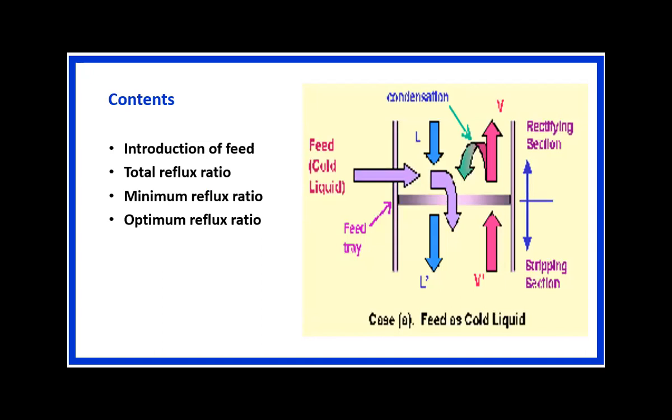So the contents of this presentation are introduction of feed, total reflux ratio, minimum reflux ratio and optimum reflux ratio. As we discussed in the previous presentation, when feed is fed to the column, if it is in the liquid state, it goes to the reboiler, and in the reboiler steam is provided and this liquid feed changes into vapors, and those vapors go towards the condenser. That is the normal case of any type of distillation.